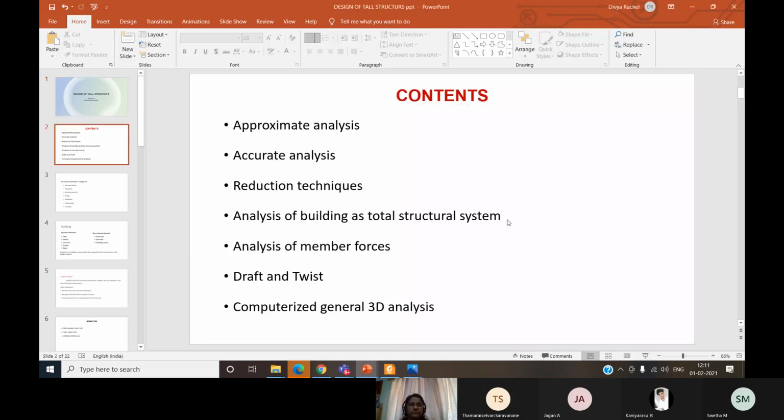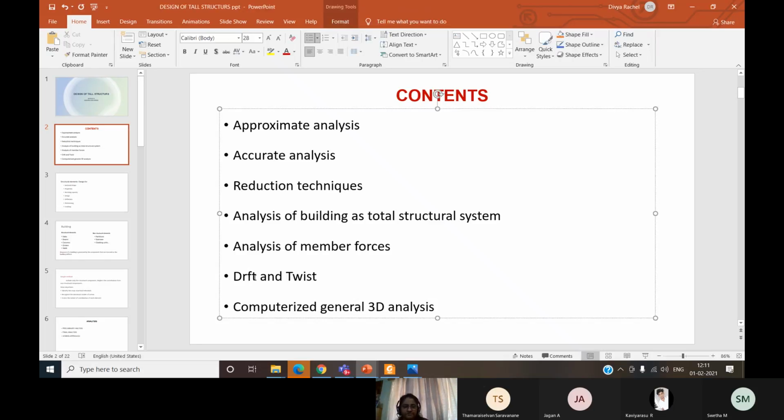So here in this fourth module, the contents will be: you will be learning about approximate analysis, accurate analysis, some reduction techniques, analysis of building as a total structural system, analysis of member forces, drift, not draft, sorry, drift and twist, and a computerized general 3D analysis. So this is the last part. You can do a three-dimensional analysis of a structure, model it in STAAD.Pro or any other software, and a computer analysis can be done.